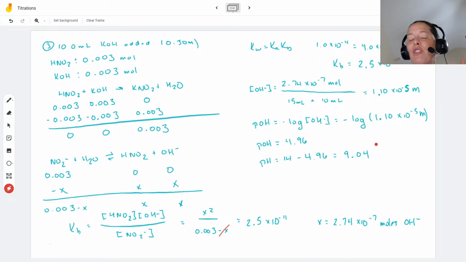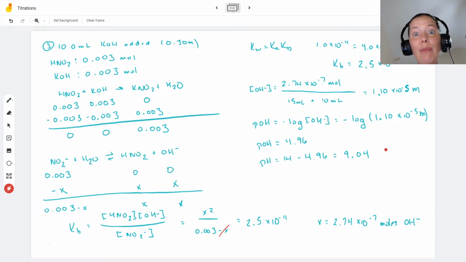So this is the difference between your strong acid, strong base and your weak acid, strong base. With strong acid, strong base, at the equivalence point, your pH is going to be 7 because you have a neutral solution. When you have a weak acid and a strong base, your pH is determined by your conjugate base. And so usually that's going to bump you up above 7. Depending on which conjugate you're talking about, it's going to vary. But in this case, at our equivalence point, our pH is actually 9.04.